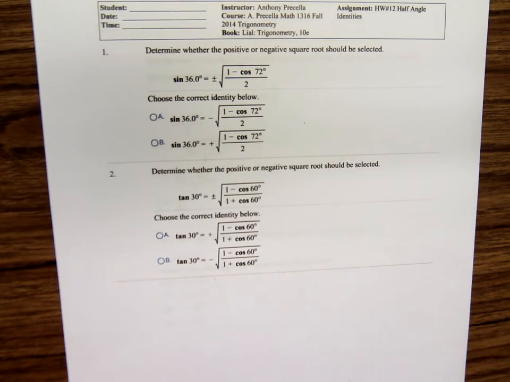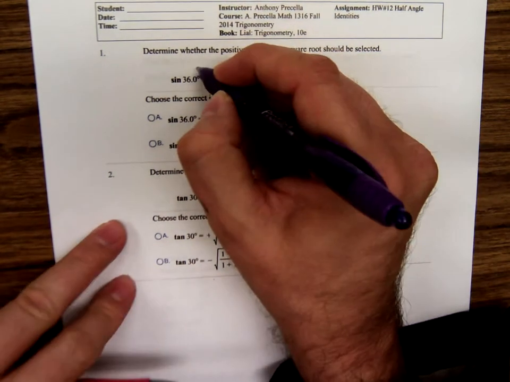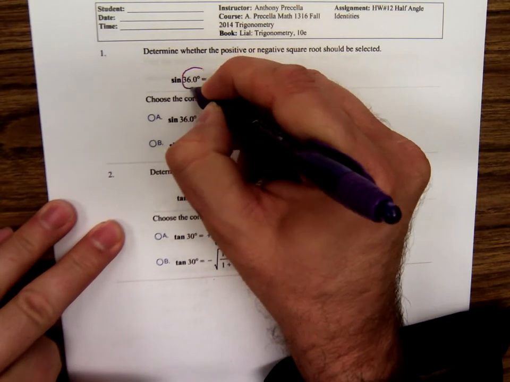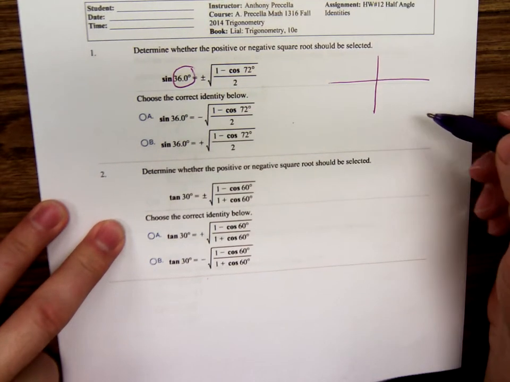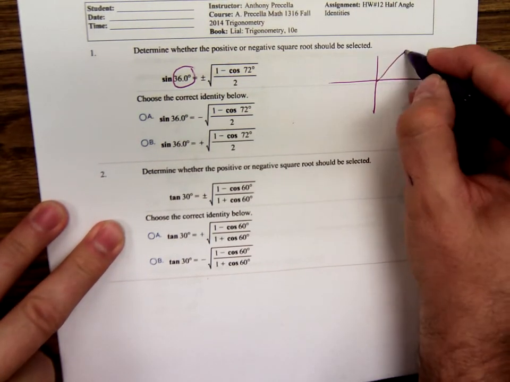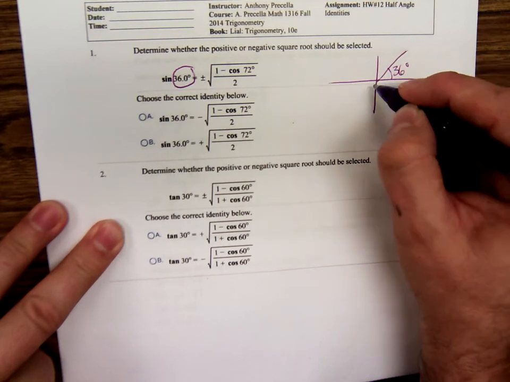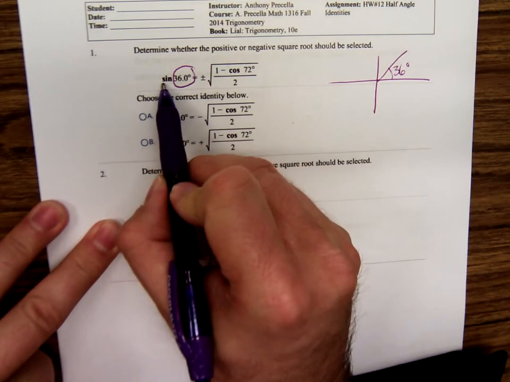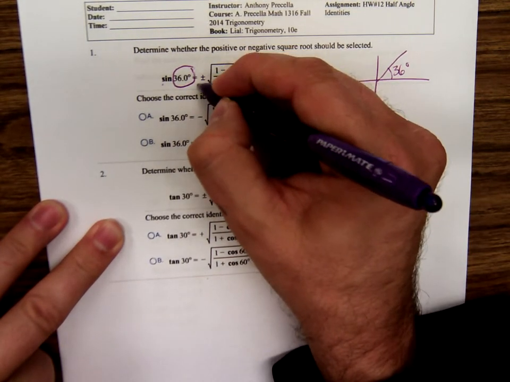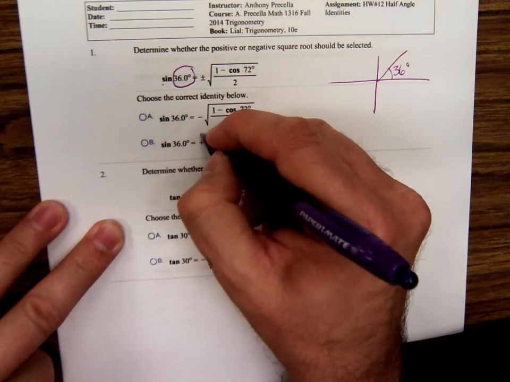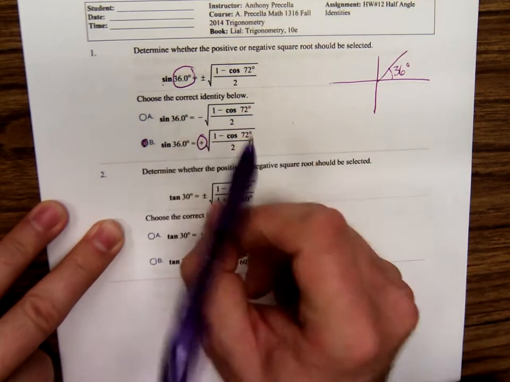Here it says, decide whether the positive or negative square root should be selected. How do we decide on that? Well, you look at this angle right here, 36 degrees. 36 degrees is in which quadrant? It's in quadrant 1. In quadrant 1, is sine positive or negative? Positive. So the sign that you're going to choose is the one that has the plus there.